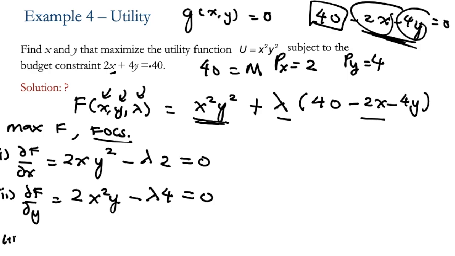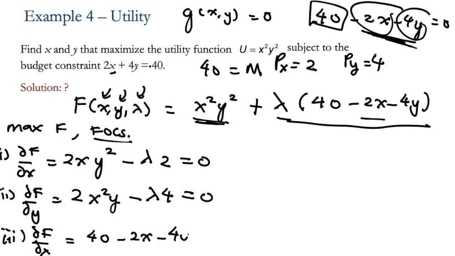Okay, number 3, differentiate f with respect to lambda. What do you get? Only here with lambda, so you're going to have 40 minus 2x minus 4y. Don't forget to equate it to 0.